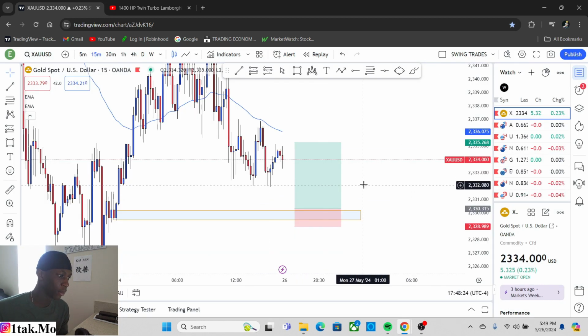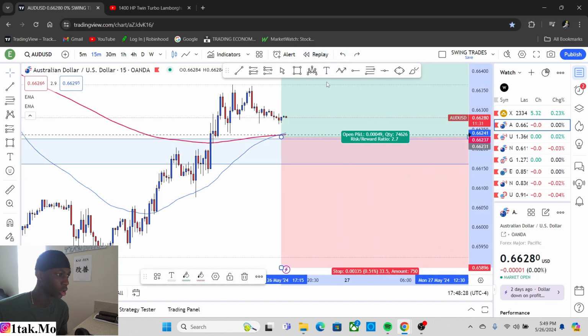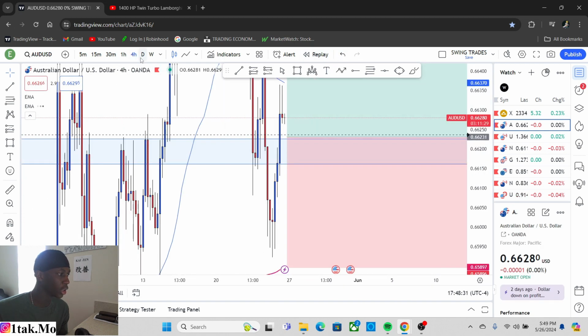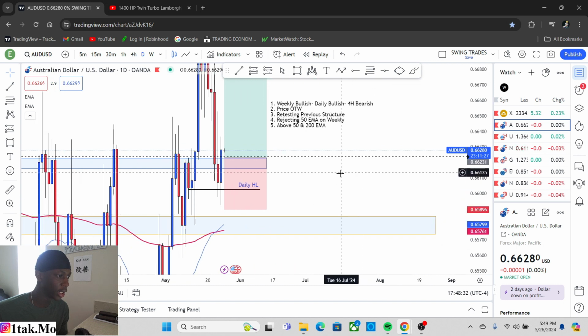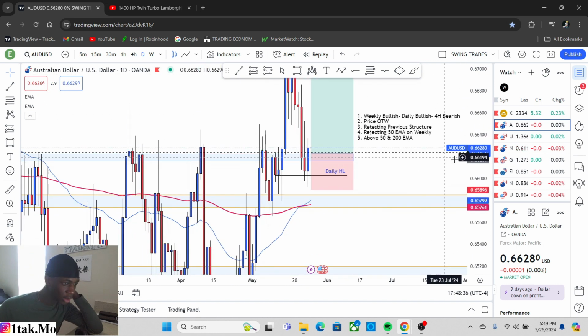But yeah, for right now, I'm just waiting for these to play out, do their thing, and then potentially take a trade tomorrow morning, honestly depending on how these look.